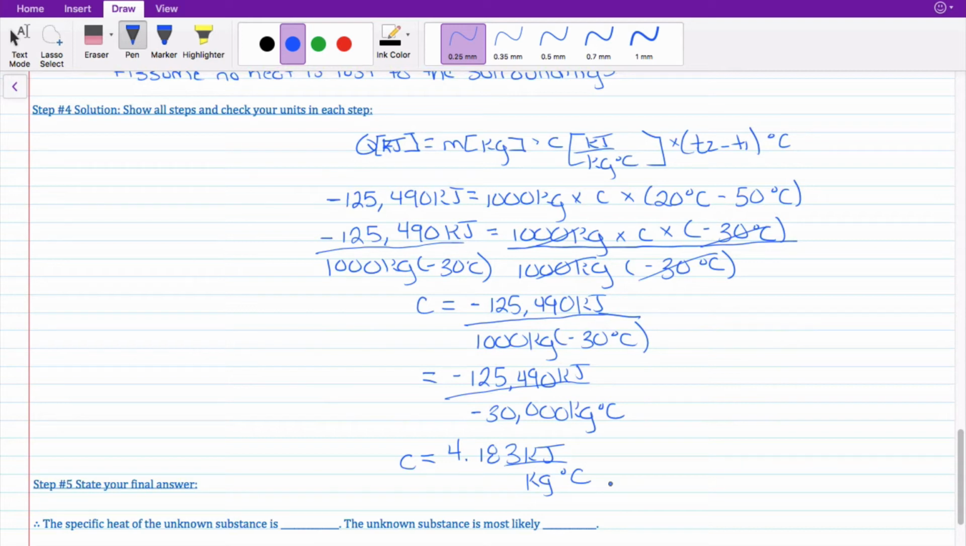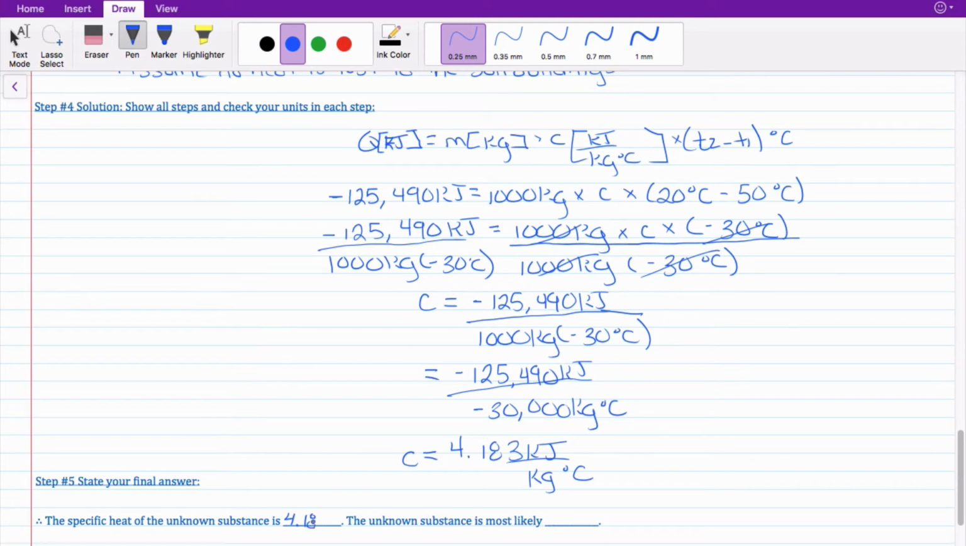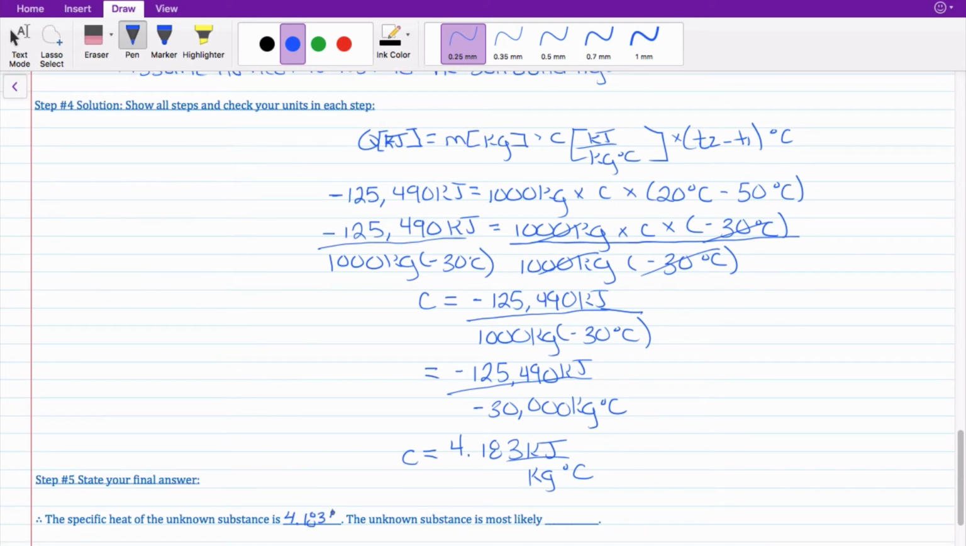So step 5, that's our state your final answer. The specific heat of the unknown substance is 4.183 kilojoules per kilogram Celsius. And the unknown substance would most likely be water. Water has the same specific heat of 4.183.